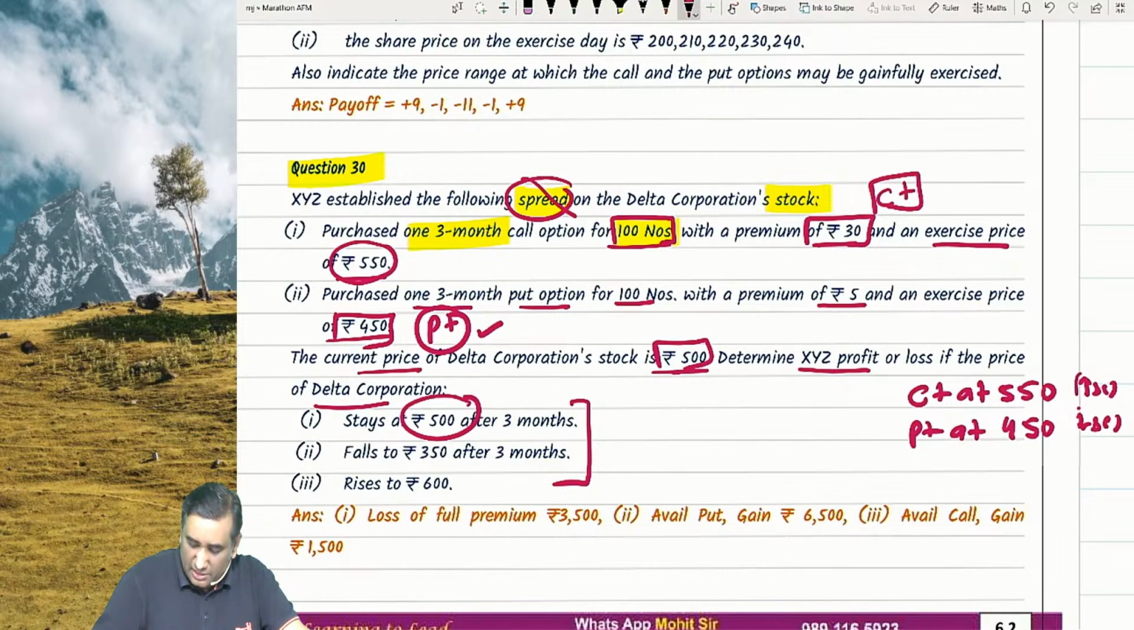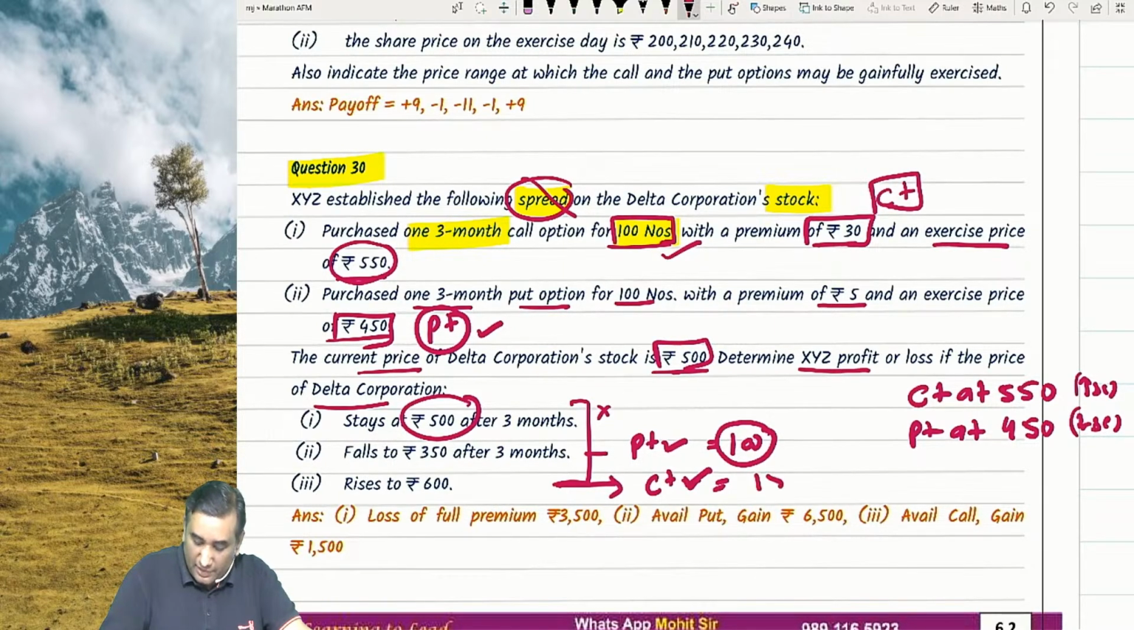If I logically try to read this out, in the first option both will lapse. In the second option, the price is 350. Call will lapse, put will be exercised. I'll have a gross profit of 100. I'm not putting numbers, I'll calculate at the end. Premium I've ignored for the time being. I'll get 100 rupees from the put. If it rises to 600, the call option would be exercised and I'll get a gross profit of 50.